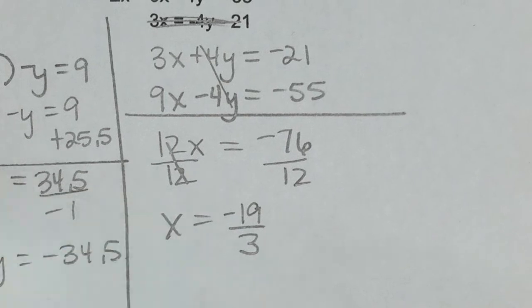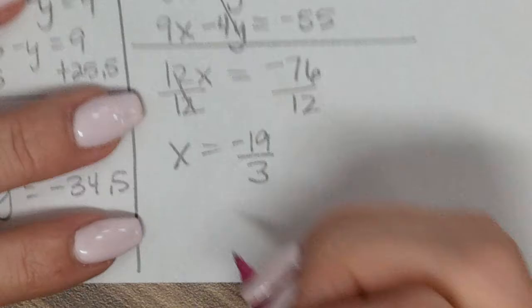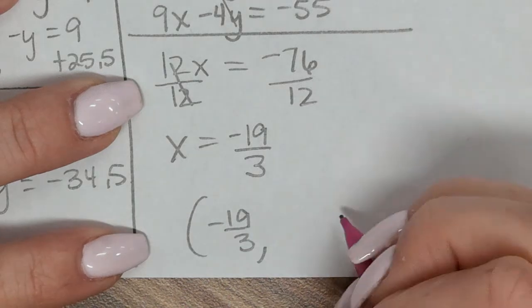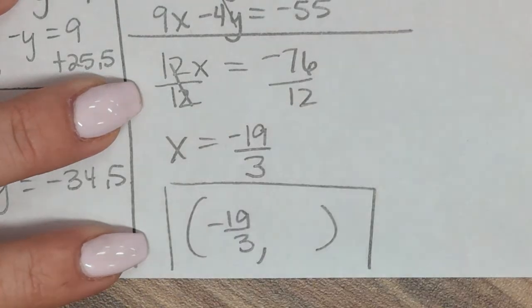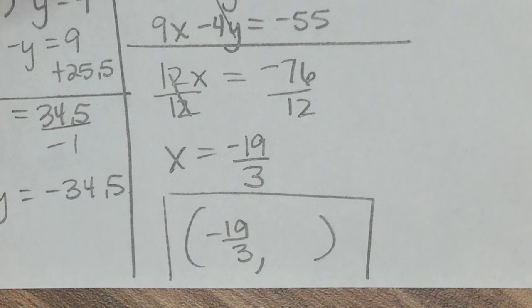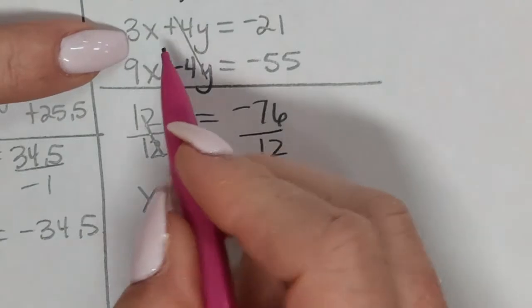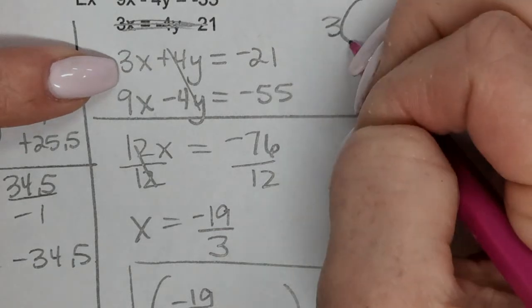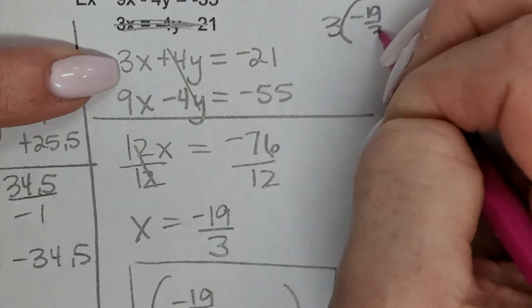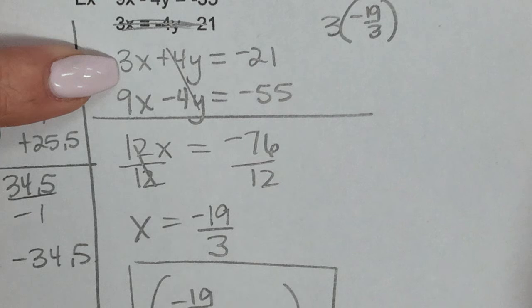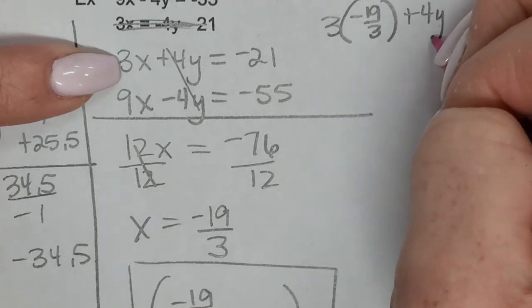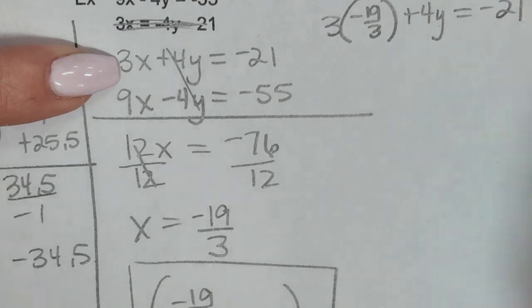All right, so now I'm going to plug in to see if I can get the y. So the x is going to be negative 19 thirds, and then whatever the y is will be my answer. I'm going to plug it in to this one. So 3 times negative 19 thirds plus 4 times y equals negative 21.